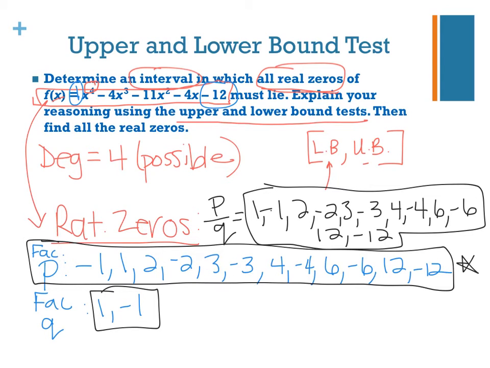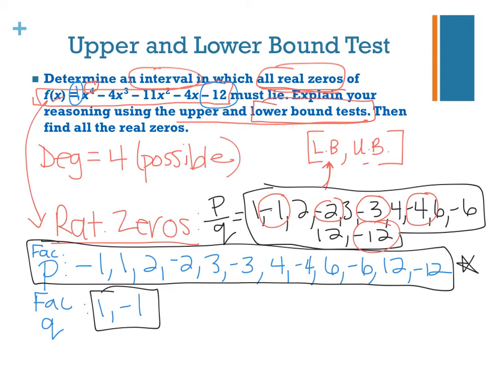If I look at my negative zeros, so negative 1, negative 2, negative 3, negative 4, and negative 12, I'm trying to pick out which could be a possible lower bound, because we want the least x value that we can use so that we can view all the real zeros of our polynomial function.